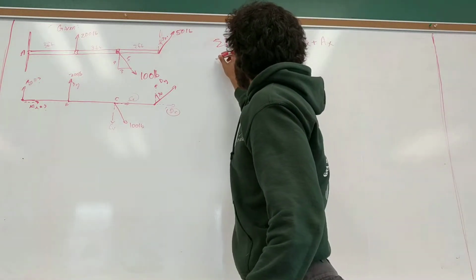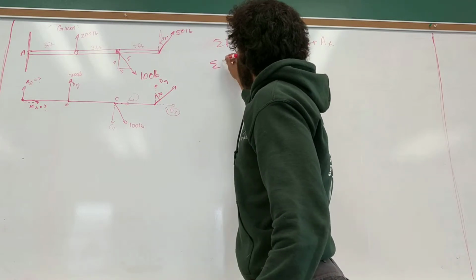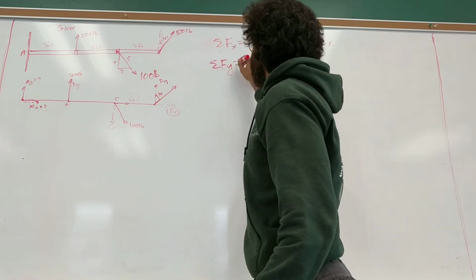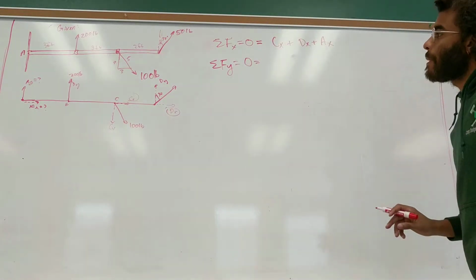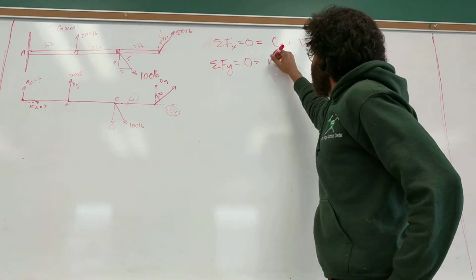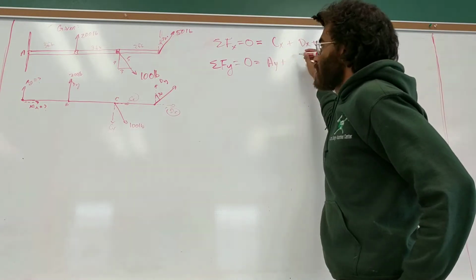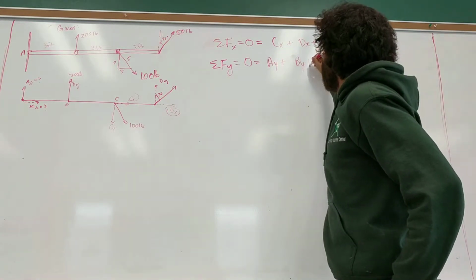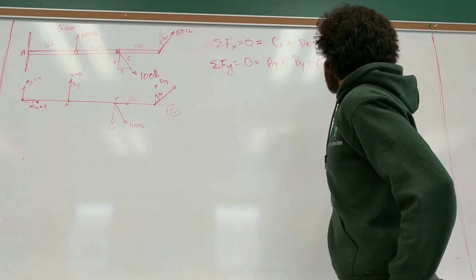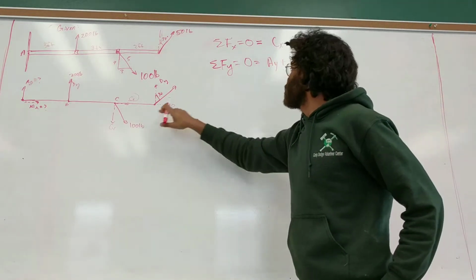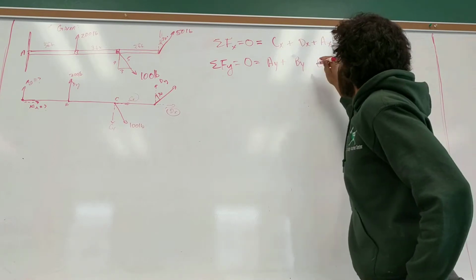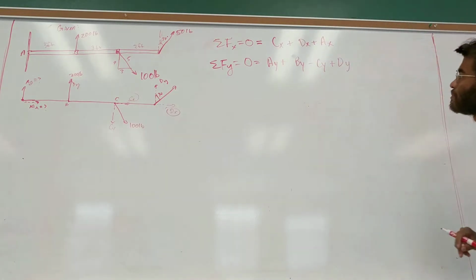Now we're going to do the sum of Fy is 0. What do we get? We'll have AY plus BY plus CY plus DY. And so CY has to be minus because it's going downwards, right? And there's another equation that we have.